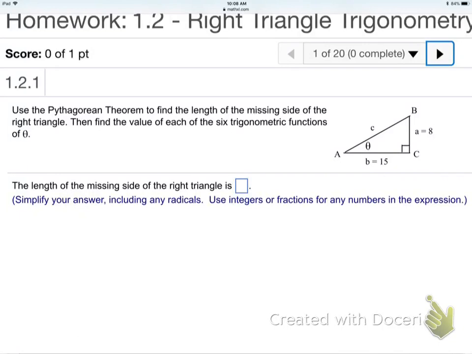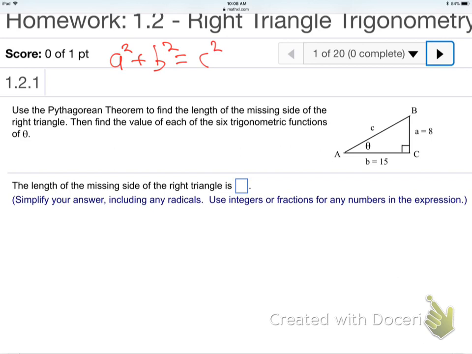All right, so use the Pythagorean theorem to find the length of the missing side of the right triangle. Then find the value of each of the 6 trig functions of theta. I imagine many of you remember the Pythagorean theorem. The ABC thing? Do you remember that formula? A squared plus B squared. Yeah, exactly. A squared plus B squared is C squared.